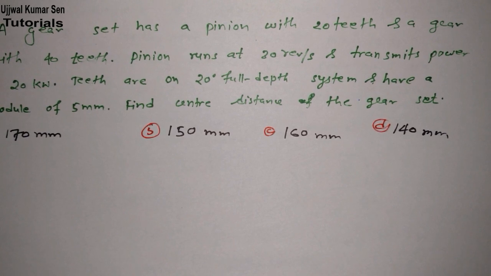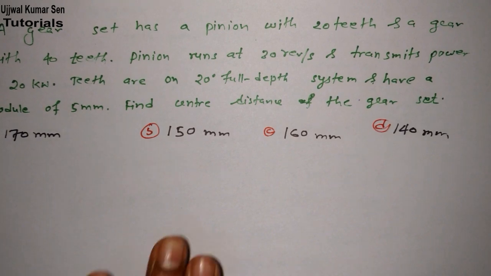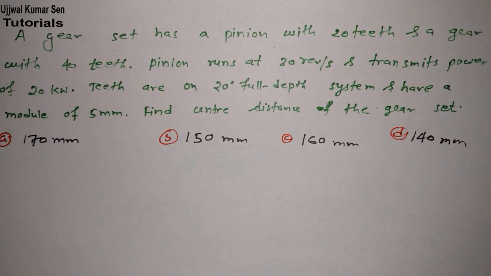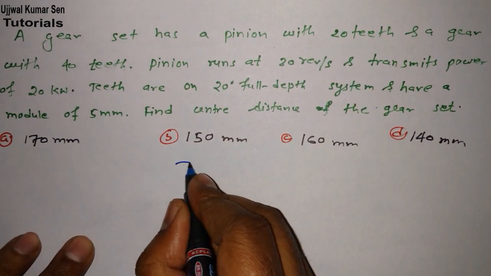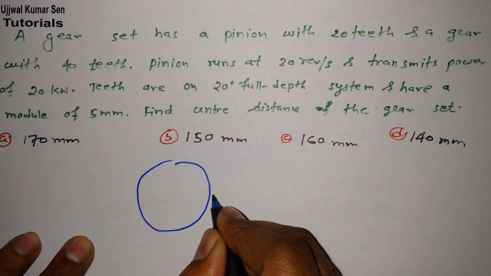Now I would like to share how to find the answer for this question, that is, the center distance. So a gear set has a pinion of this. So let's say again we have a gear set.